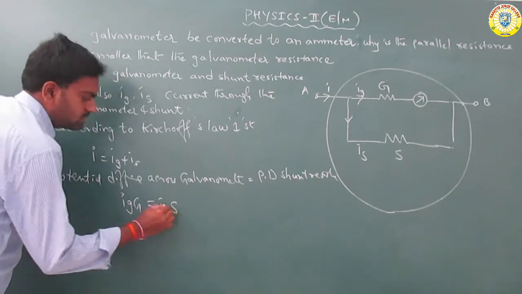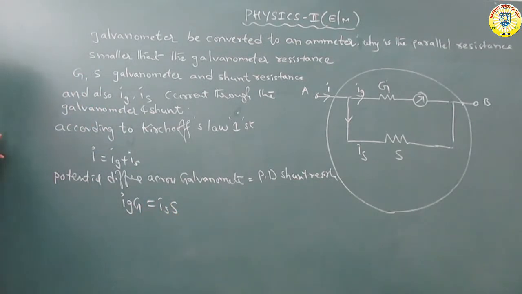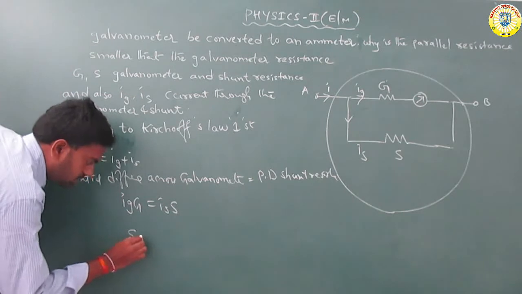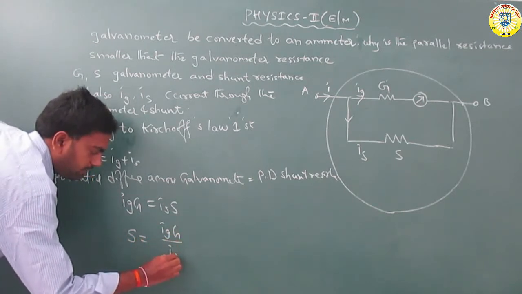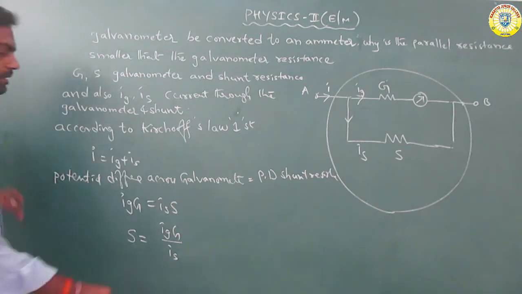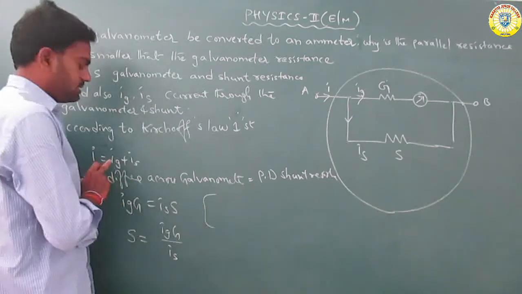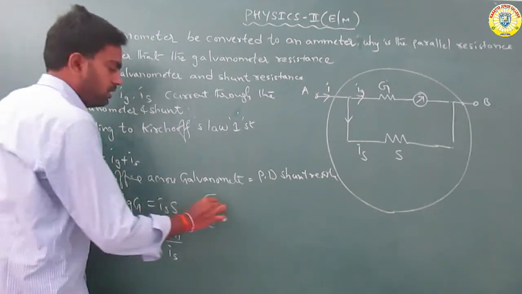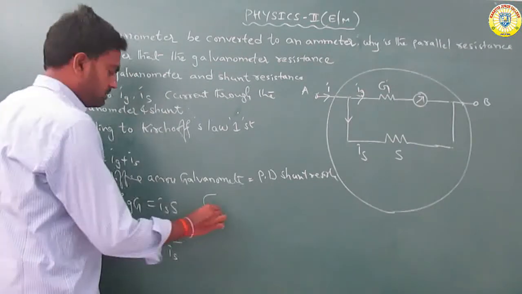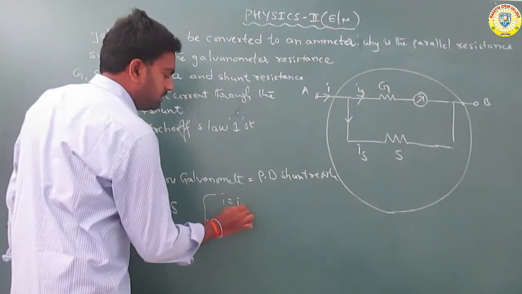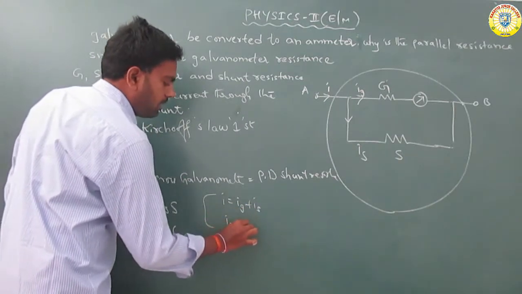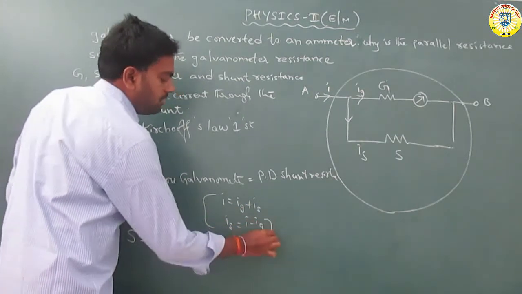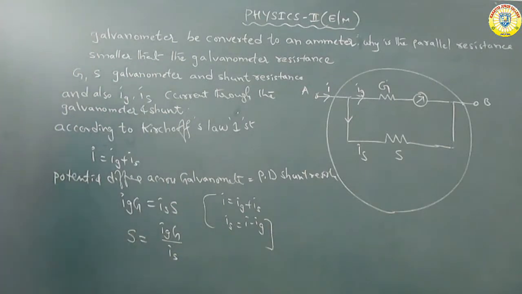Now to find the shunt resistance, S is equal to IG G divided by IS. But from Kirchhoff's first law we can write I is equal to IG plus IS, so IS is equal to I minus IG. Now substituting in the equation.